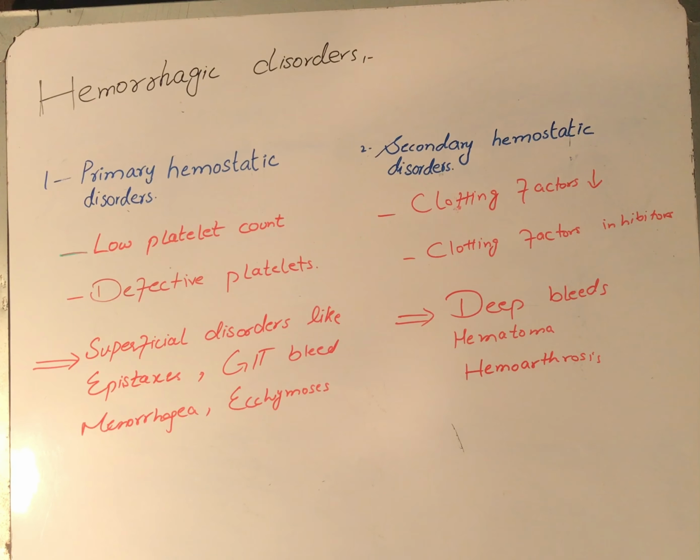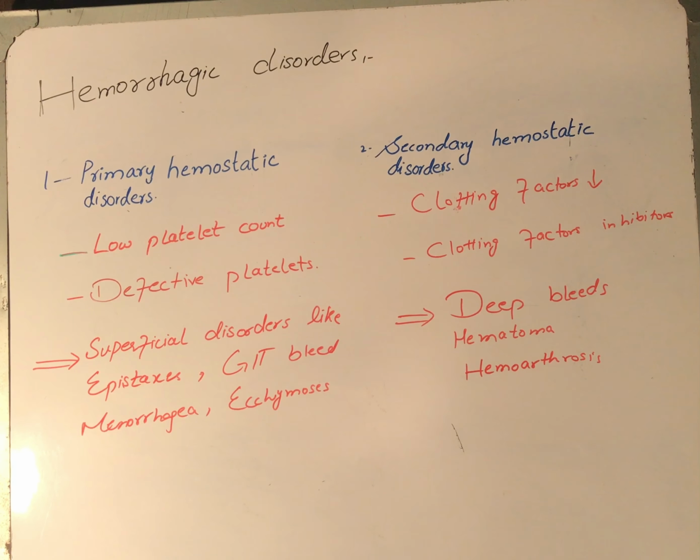How many conditions are there in which there is low platelet count? The one is that platelets are formed from the megakaryocytes in the bone marrow. So whenever there is any abnormality in our bone marrow, there will be low platelet count, or maybe there is disseminated intravascular coagulation.